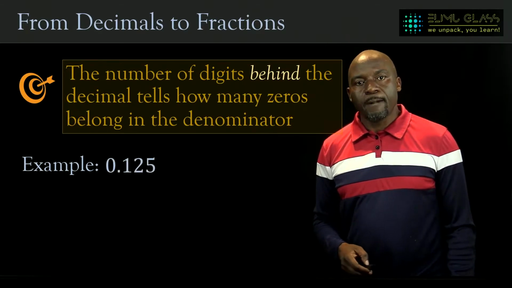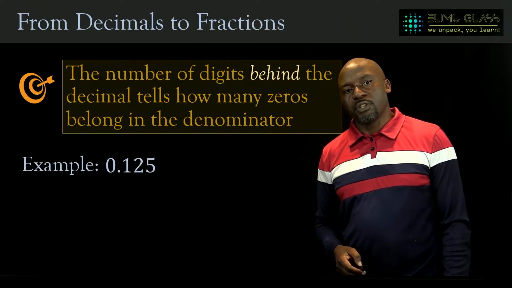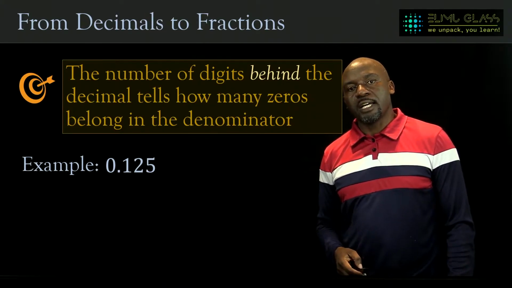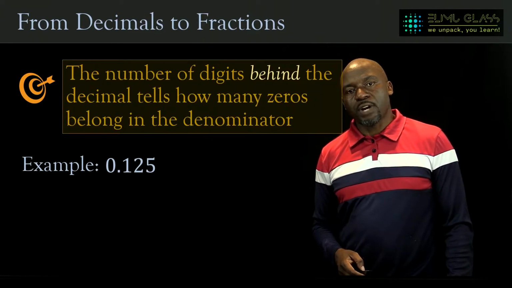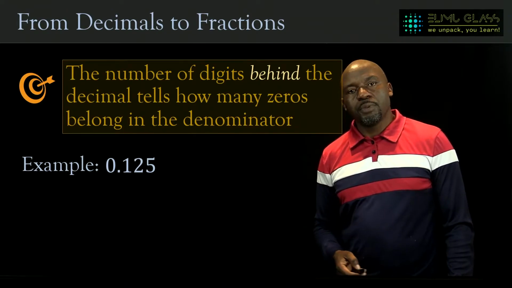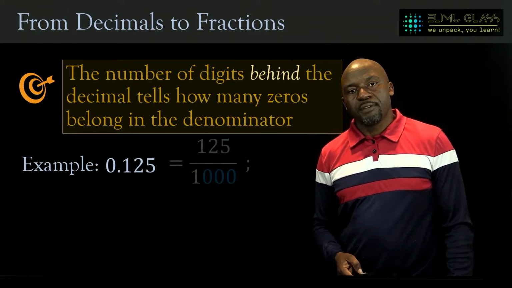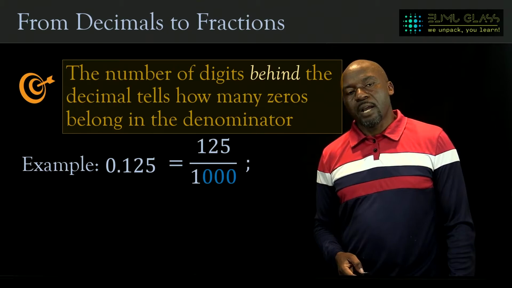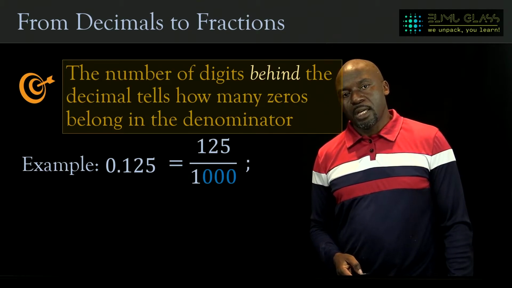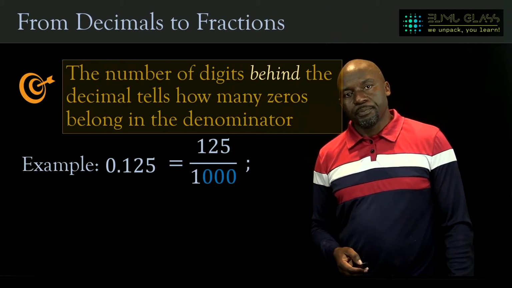I have one more there. So 0.125, pause the video and think of how to write that as a fraction. Obviously that's going to be 125 divided by 1,000. So 3 zeros in the bottom. Okay?